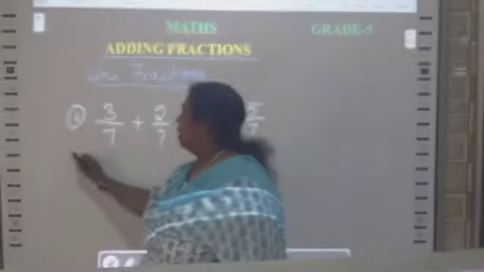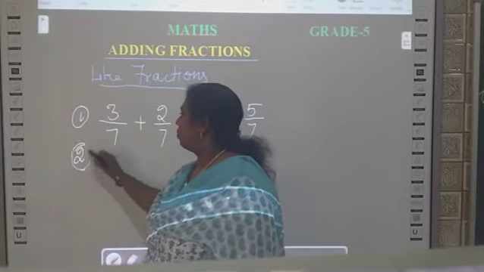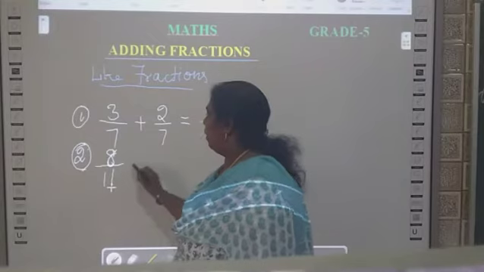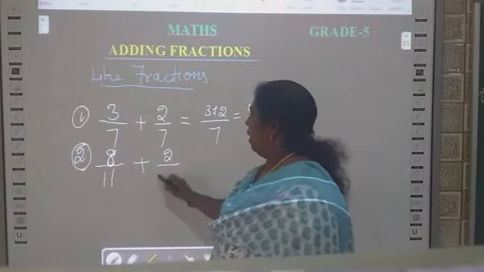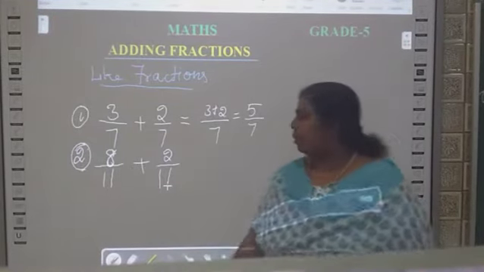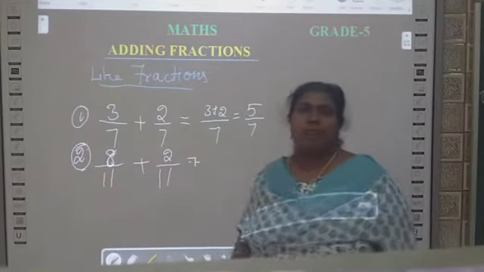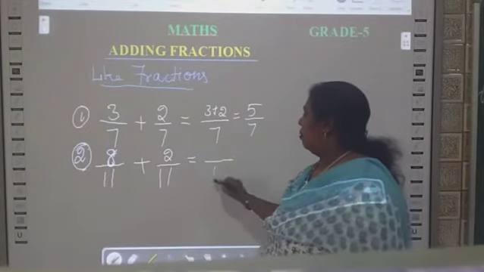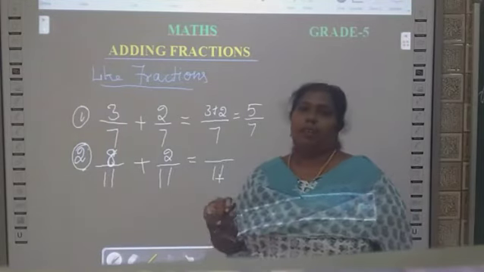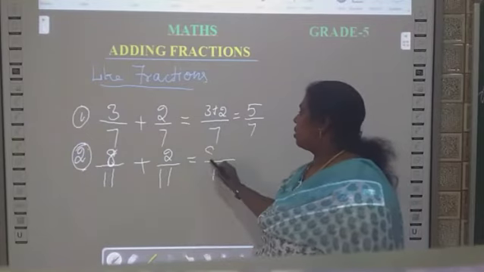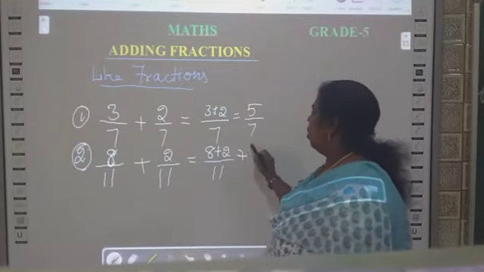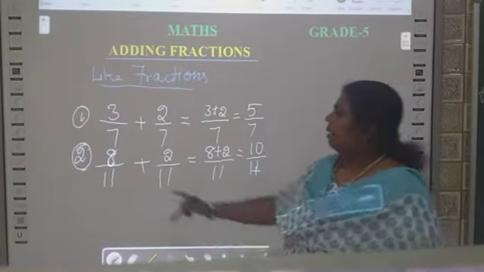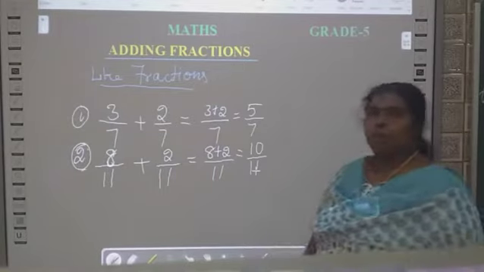See the next example. The second example: 8 by 11 plus 2 by 11. These two fractions are like fractions, isn't it? I have to write the denominator as it is, and only the numerator I have to add. So 8 plus 2. 8 plus 2 is how much? 10. 10 by 11. So if you add these two fractions, you get 10 by 11.